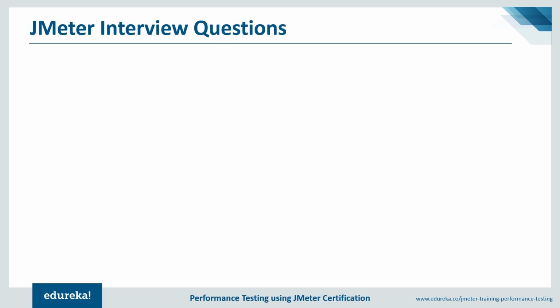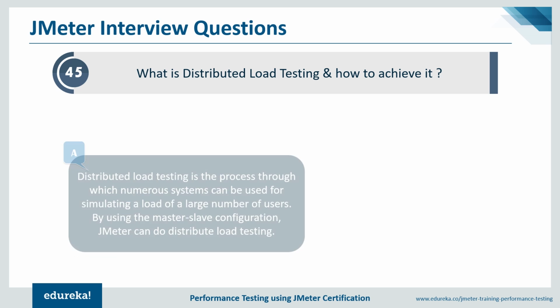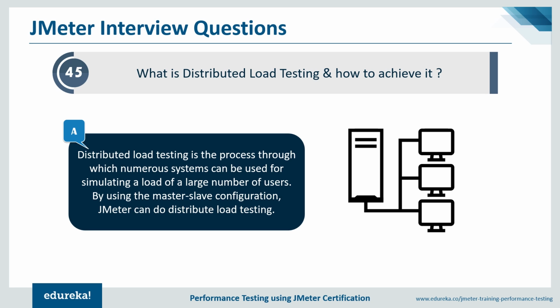The next question is, what is distributed load testing and how to achieve it? Basically, distributed load testing is a process through which numerous systems can be used for simulating a load of a large number of users. By using the master-slave configuration, JMeter can do the distributed load testing. As a single system cannot generate a large number of threads, multiple systems are used for this testing.